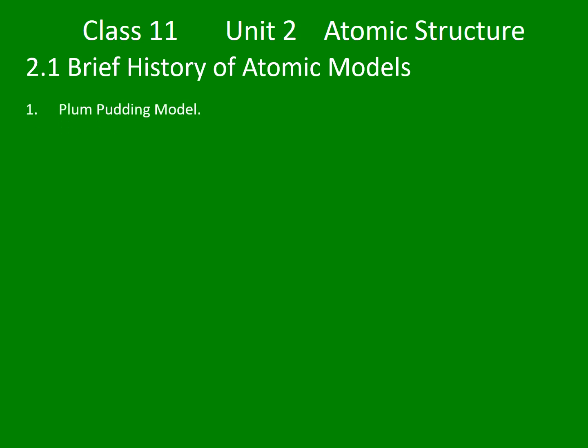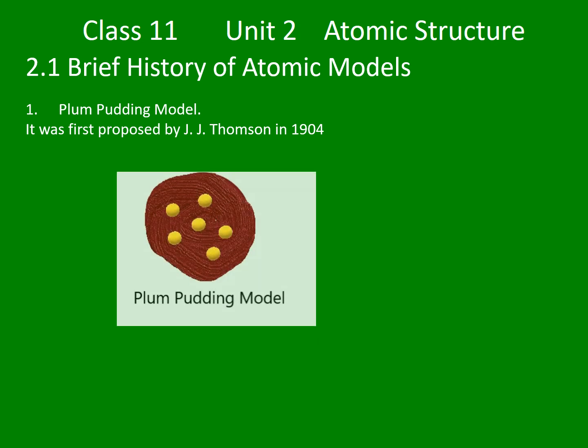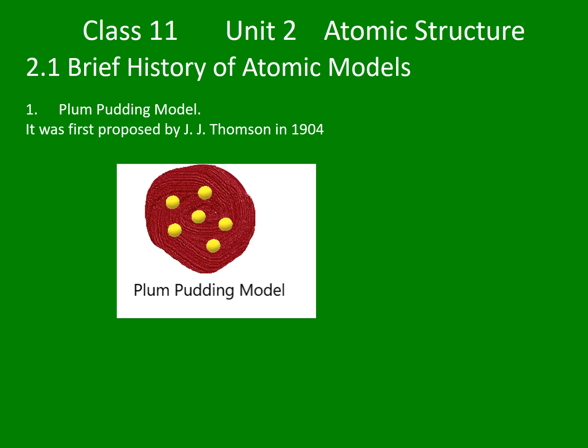Number 1, Plum pudding model. It was first proposed by J.J. Thomson in 1904. It looks like this one, where there are yellow negatively charged particles that were called electrons, and the red color shows the positively charged matter.